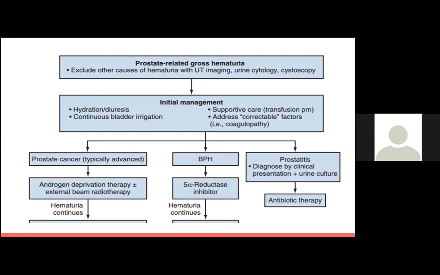So we can use estrogens and anti-androgens. In small case reports, it has been associated with decreased prostate bleeding, presumably through the repression of an androgen-stimulated angiogenesis and the induction of programmed cell death within the prostate.